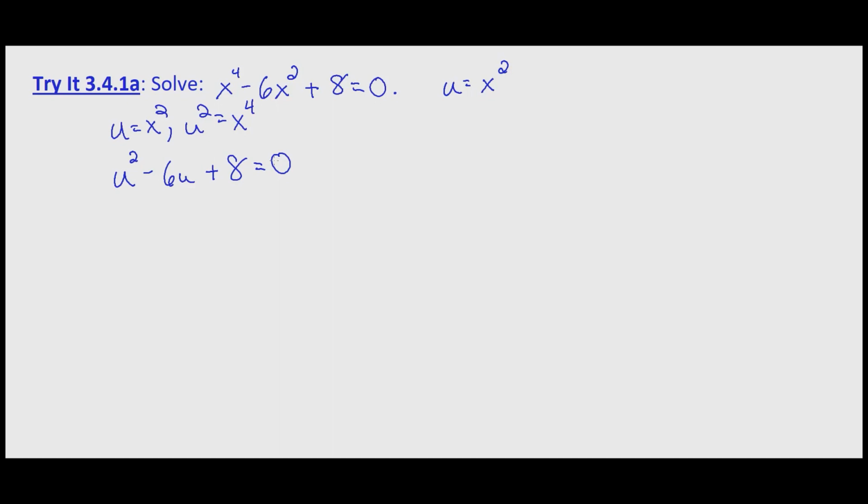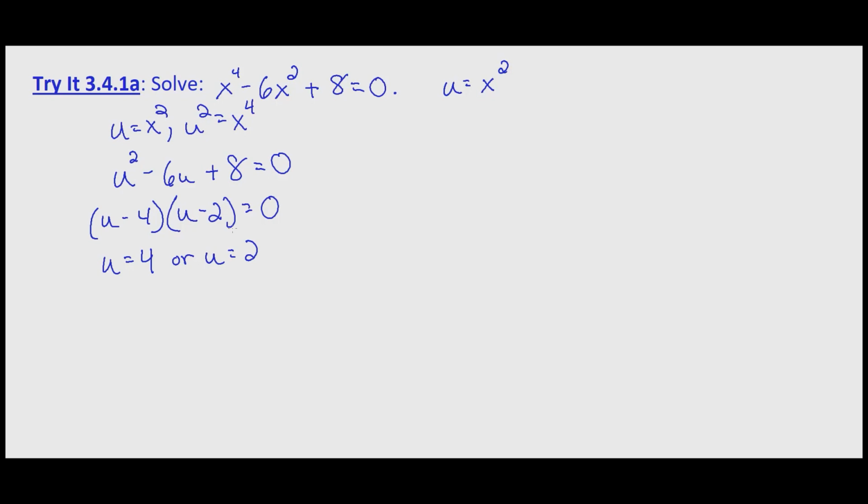And then we'll look at our normal form of solving a quadratic. In this case, will it factor? Are there any numbers that multiply to 8 that add to -6? And there are. -4 and -2. -4 times -2 is 8, and -4 plus -2 is -6. So this will factor to u minus 4 times u minus 2 equals 0, which will give us u equals 4 or u equals 2.